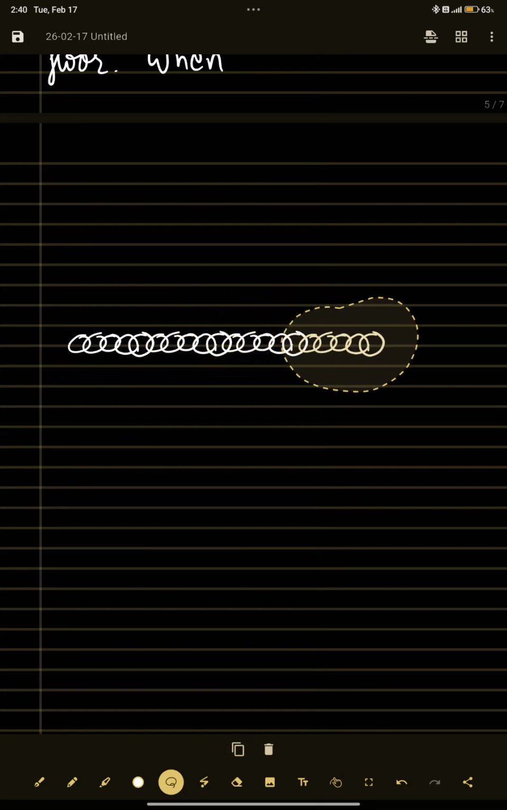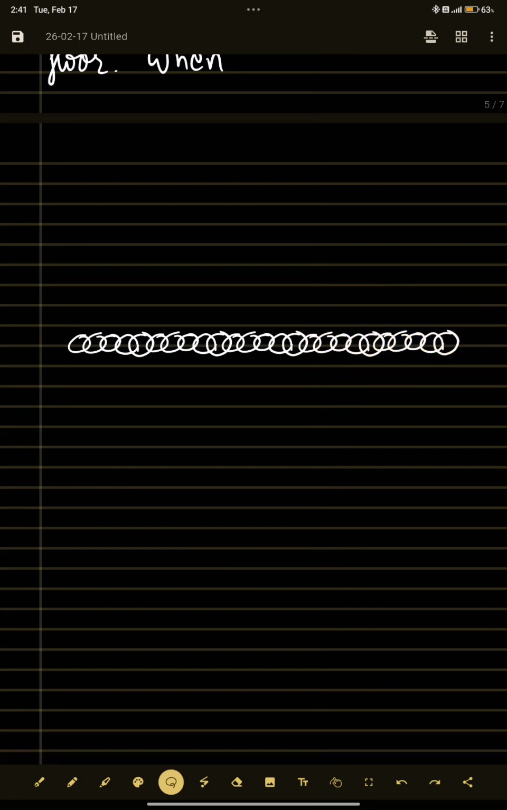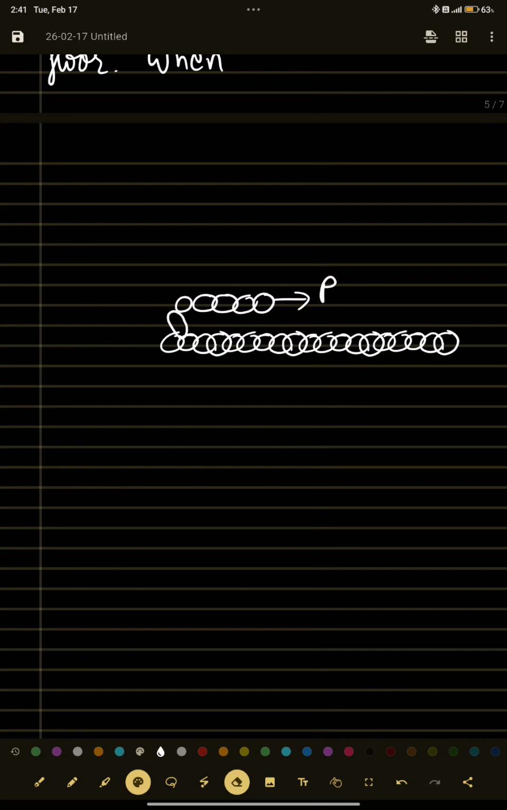So doubled back on itself by a force P, the coefficient of kinetic friction between the chain and the surface is mu equal to 0.4. Determine A, the force P as a function of x.